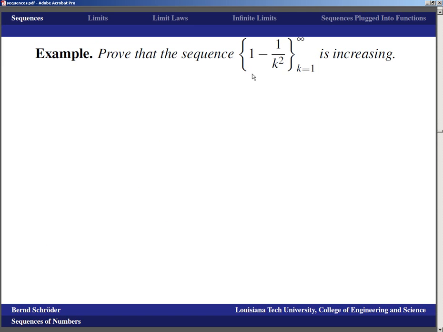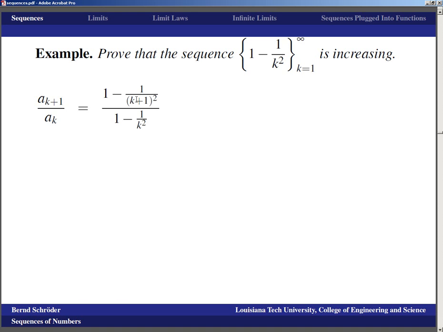If I want to prove that the sequence 1 minus 1 over k squared is increasing, I will have to work with inequalities either way, and I have two possibilities to do that. One of them is that I can simply look at the ratio of consecutive terms, and if I can prove that this ratio is greater than 1, in this case, then the sequence is increasing.